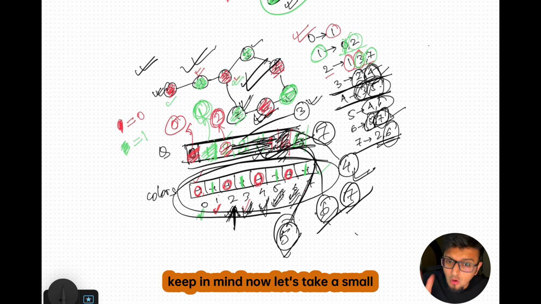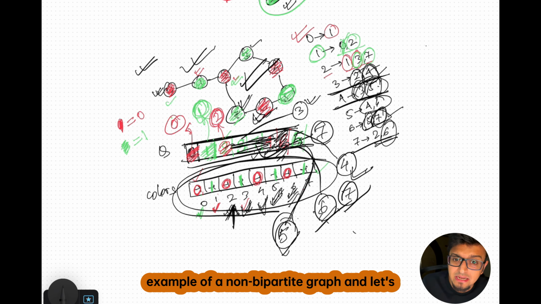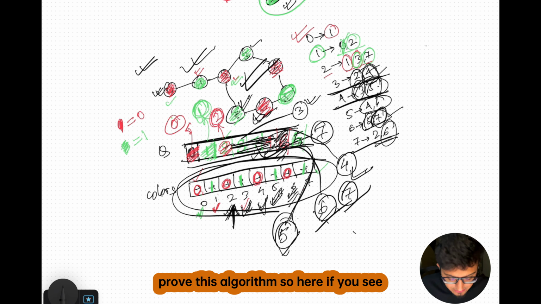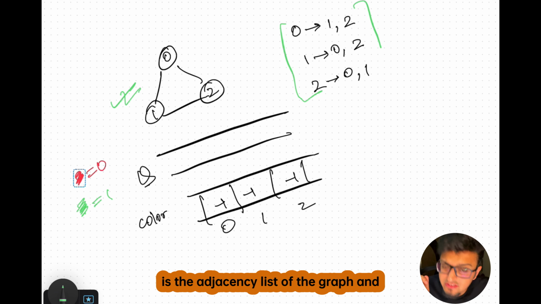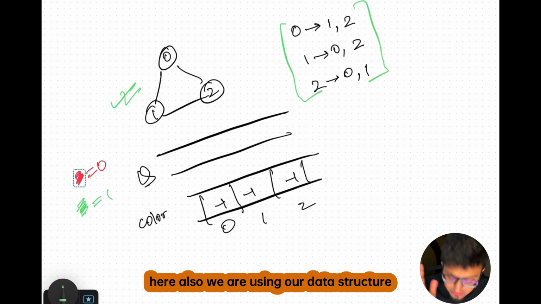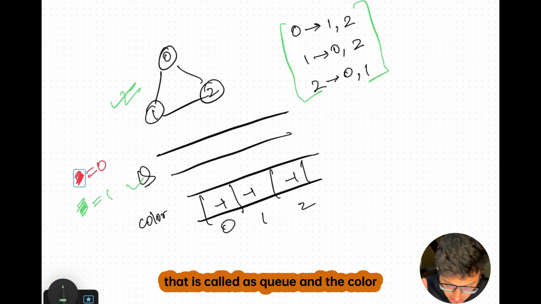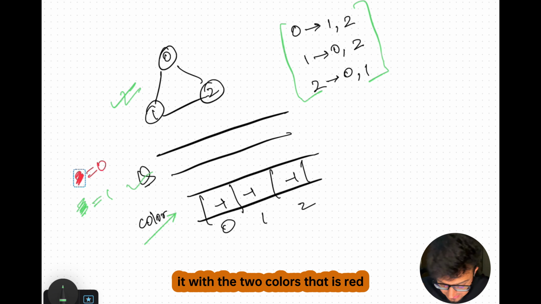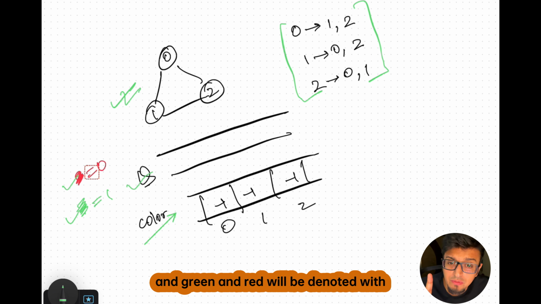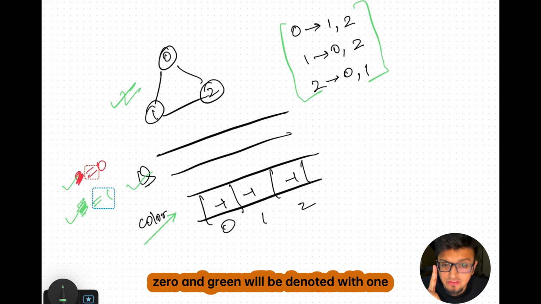Now let's take a small example of a non-bipartite graph and let's prove this algorithm. So here if you see, this is our graph right now, and this is the adjacency list of the graph. And here also we are using our data structure that is called a queue and the color array over here, and we will be coloring it with the two colors that are red and green, and red will be denoted with 0 and green will be denoted with 1.